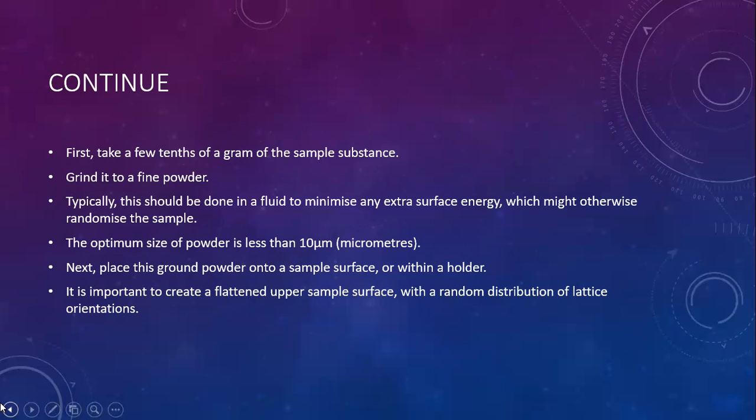Next, place this ground powder onto a sample surface or within a holder. It is important to create a flat upper sample surface with a random distribution of lattice orientation.